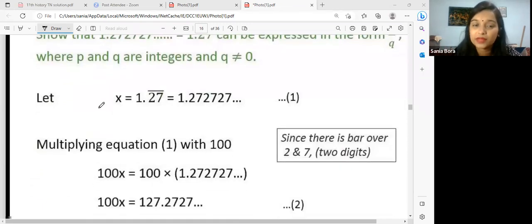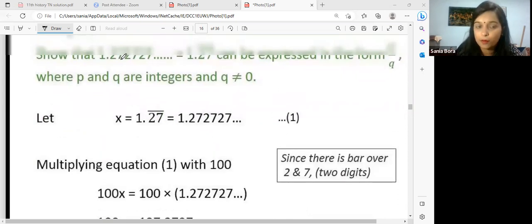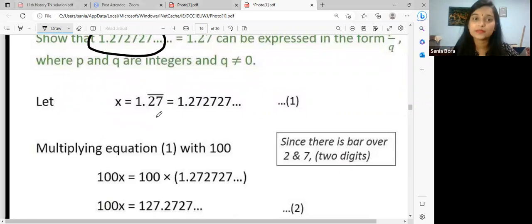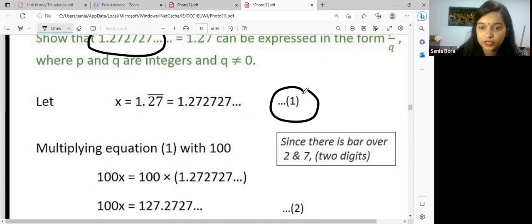Simply, there's an equation for all that. First of all, x equals 1.27. Over here, as you can see, 27 is repeating again and again. So instead of writing it like this, you will write 1.27 with a bar. These are the steps, Ayan, which you have to learn. The very first step is this: x equals 1.27 equals 1.27272. This is the first equation.